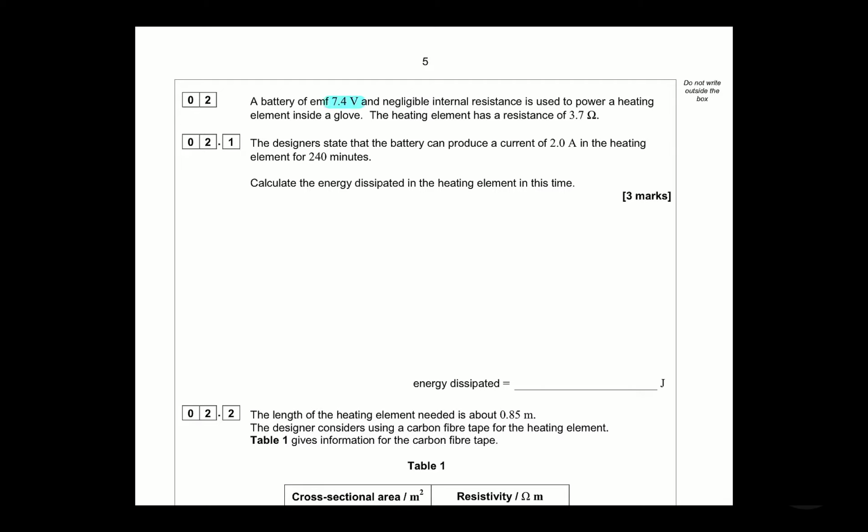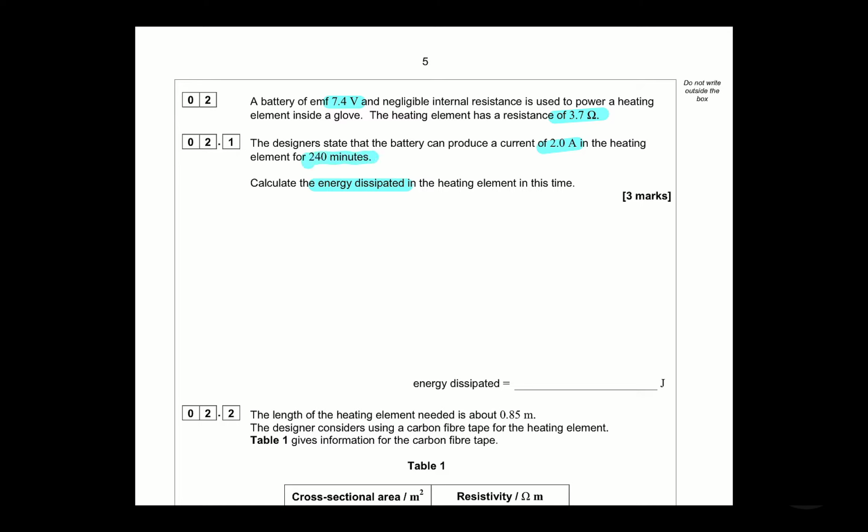Okay, so question 2 is relating to a battery, and we're given a bit about the battery. It has an EMF of 7.4 volts, and it's being used to power a heating element, and the heating element has a resistance of 3.7 ohms. And in the first question, I need to calculate the energy dissipated in the heating element, and I'm told that I've got a current of 2 amps that's on for 240 minutes.